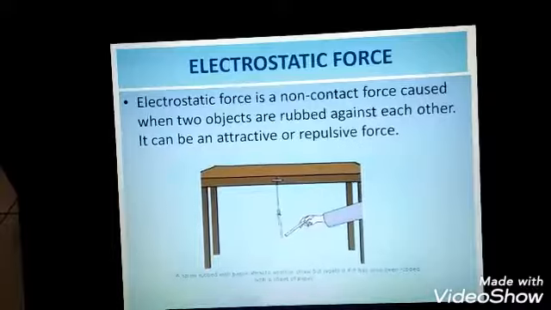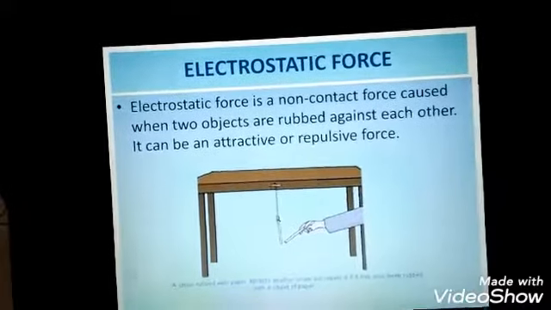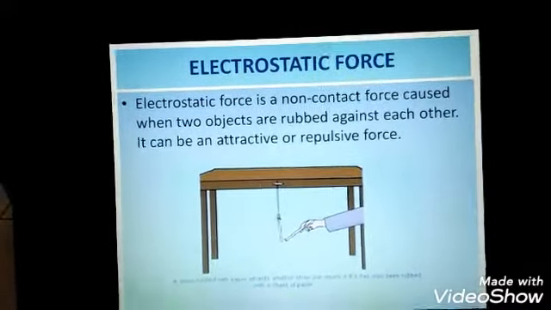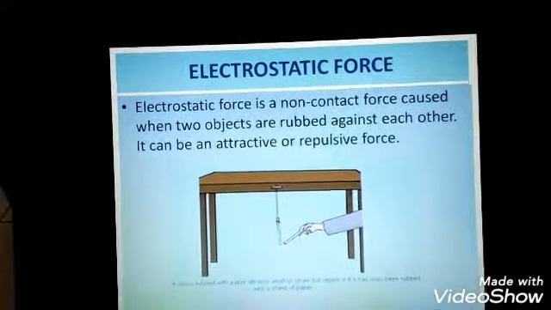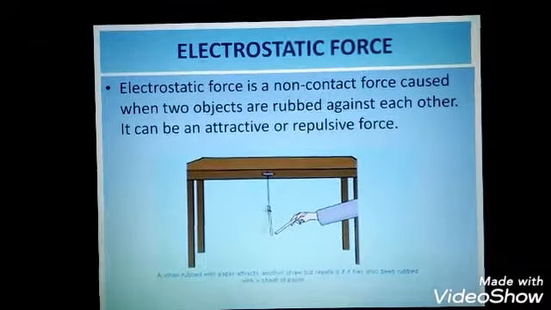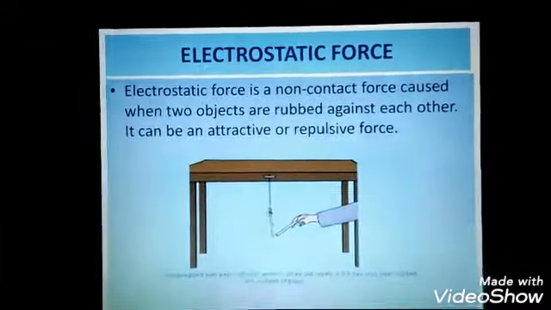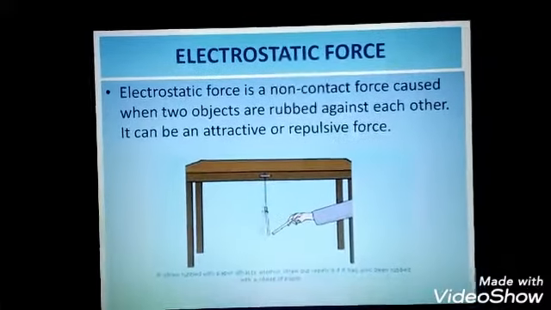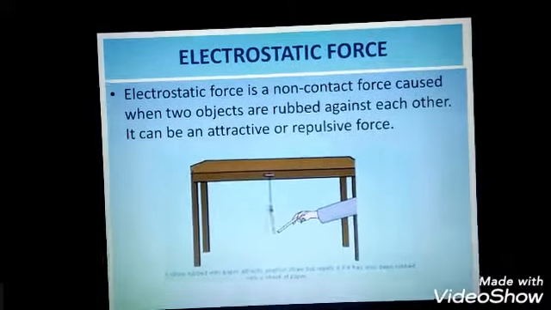Same goes for a charged balloon. You rub a balloon with a piece of silken cloth and let it go. What will happen? After some time you will see that the balloon sticks to the wall of the room. Why? Because there is an attraction between the wall and the charged balloon. So when you rub two objects together, they become charged.